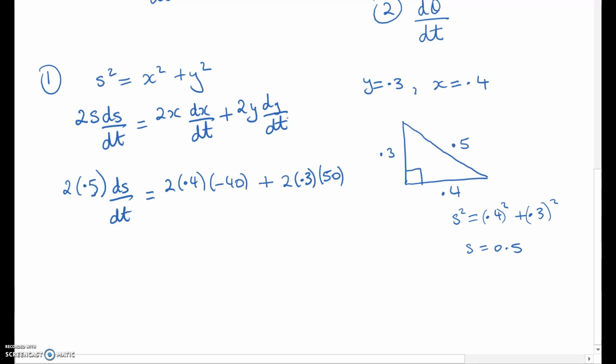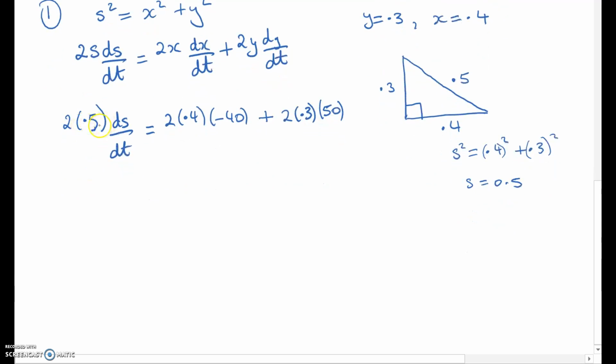Okay, so it's pretty straightforward from here. 2 times 0.5 is 1, so you get ds/dt is equal to 2 times 0.4 times negative 40. 2 times 0.4 is 0.8, 0.8 times 40 is 32, so negative 32, plus 30, which is equal to negative 2.